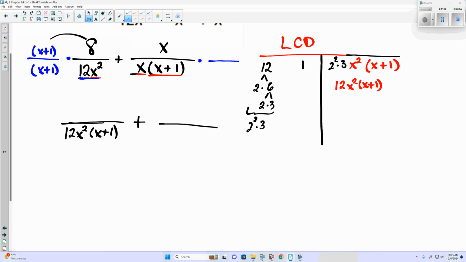The numerator, we're going to distribute the 8. 8 times x is 8x. 8 times 1 is plus 8. The right-hand side, we already have the x plus 1 and x, but we don't have the 12. And we only have x to the first, we don't have x squared. So we need another x.